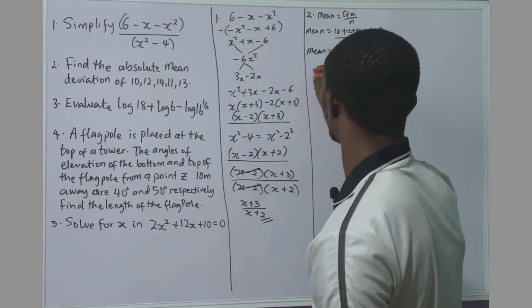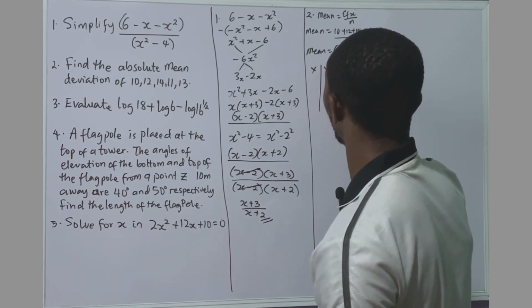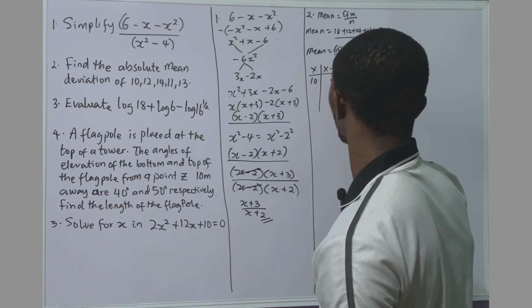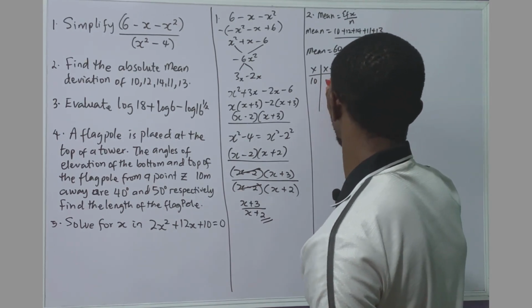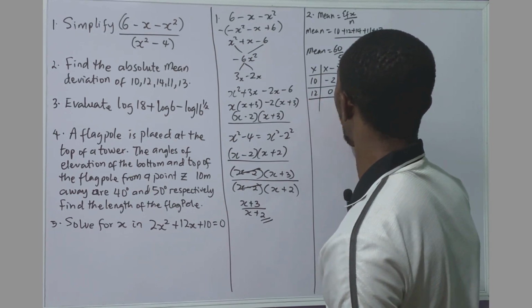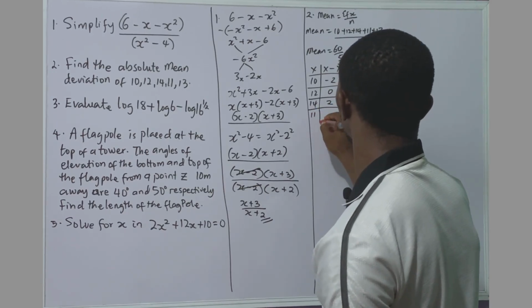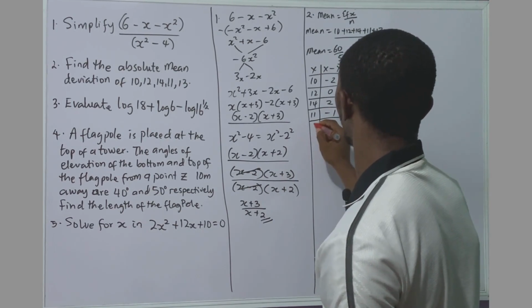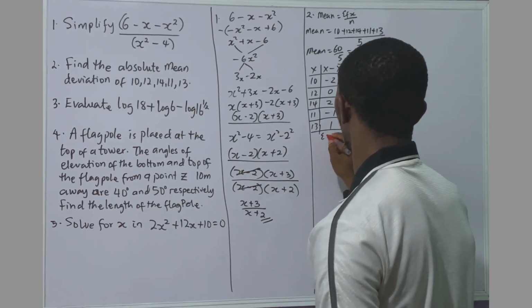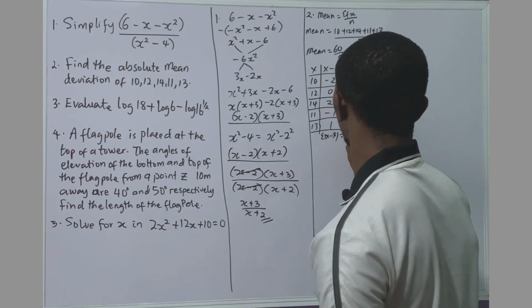Now finding our deviation, which is x minus x bar, where our x here is 10. 10 minus 12 will give us minus 2. 12 minus 12 gives us 0. 14 minus 12 gives us 2. 11 minus 12 gives us minus 1. And 13 minus 12 gives us 1. If we add these up, taking absolute values, we have the sum of the absolute deviations as 6.